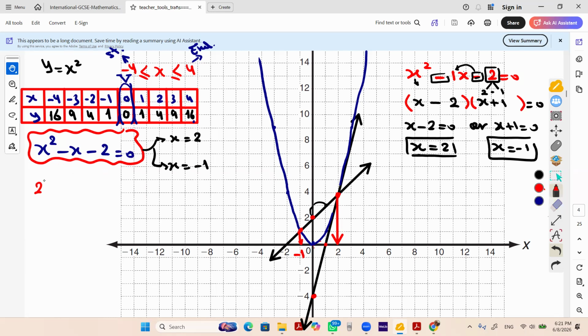Let's try it. 2 power 2 minus 2 minus 2 will be what? 2 power 2 which is 4, minus 2 minus 2, it means 4 minus 4 which is 0. Also if you substitute instead of x by -1, it will be what? -1 power 2, minus minus 1 which is plus 1, minus 2. This is 1 plus 1 minus 2 gives you what? 1 and 1 is 2, minus 2 gives you 0. So when you substitute x by -1 and by 2, the function equals 0. Okay?